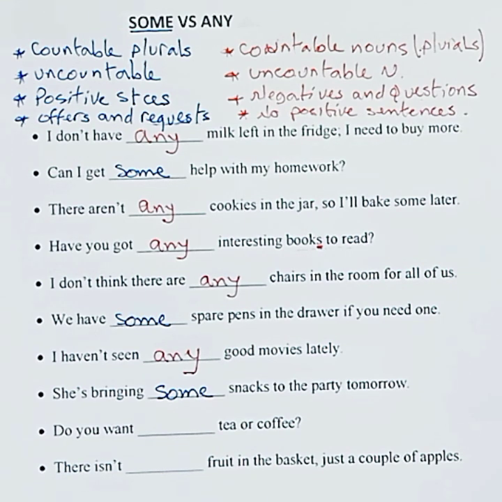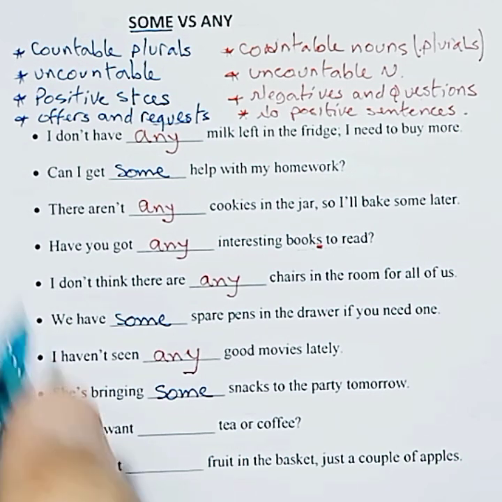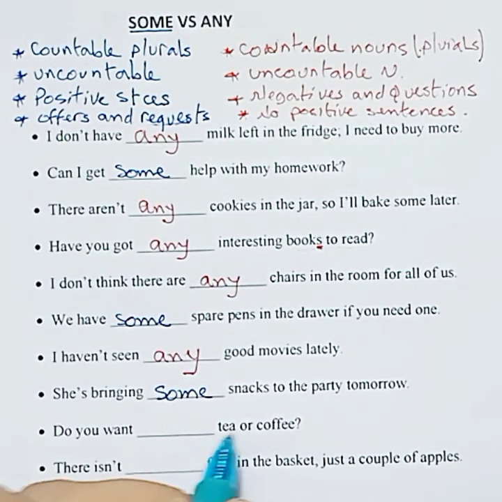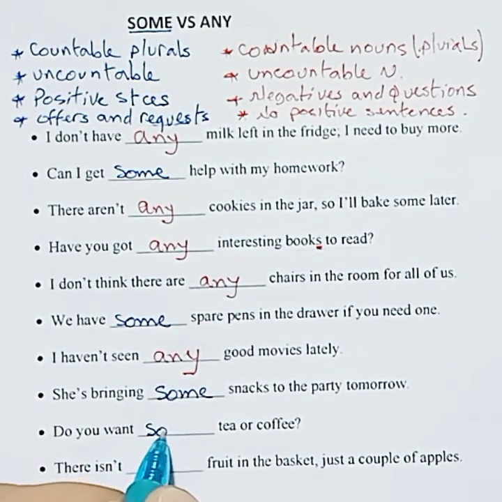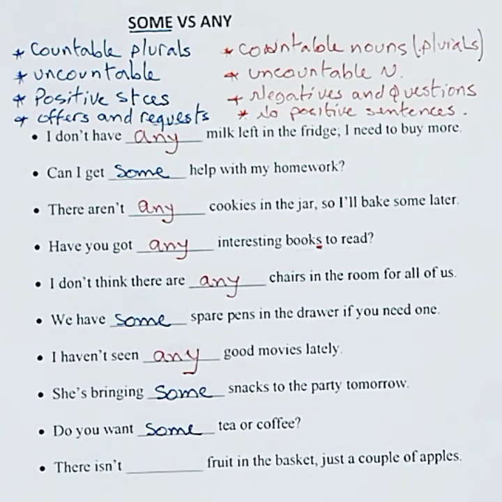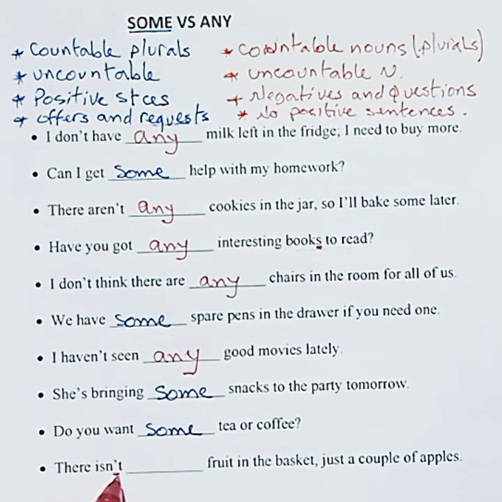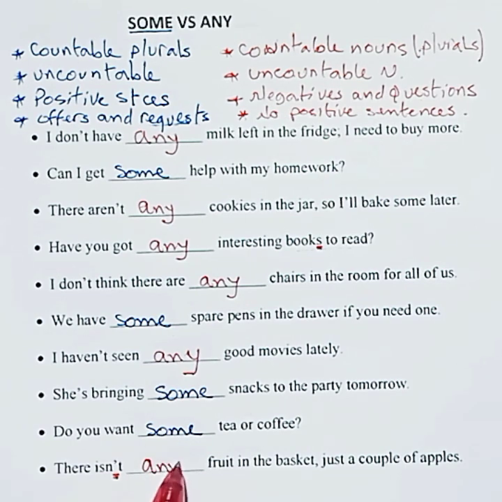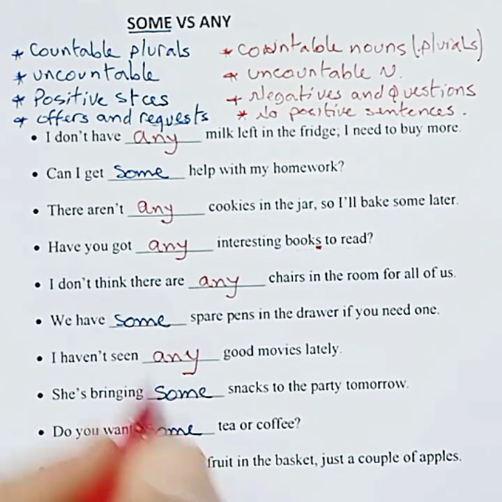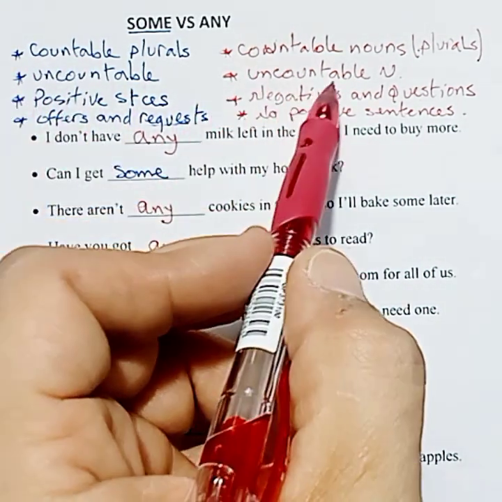Before the last, do you want tea or coffee? Here, this is not a normal question. Here we are offering something. So, do you want some tea or coffee? There isn't fruit in the basket. It's negative. Fruit is uncountable. Just a couple of apples. So, there isn't any fruit in the basket.